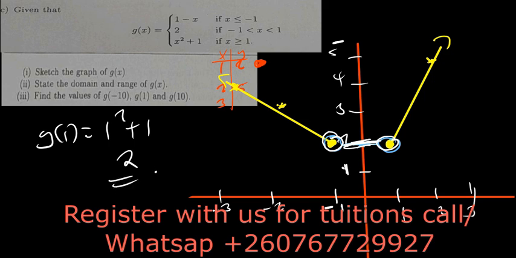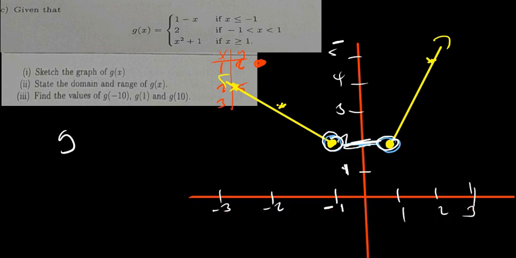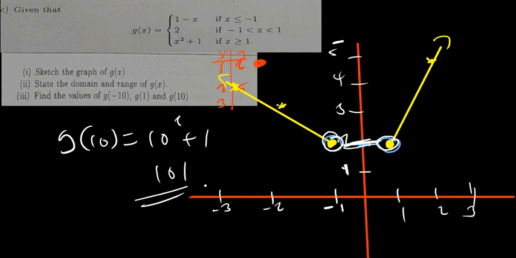What of g of 10? G of 10, I'll go forward for the same function because it's saying x is greater than or equal to 1. So 10 is included in the third one. So it will be 10 to the power 2 plus 1. 100 plus 1, 101. As simple as that. Unless you have got questions.